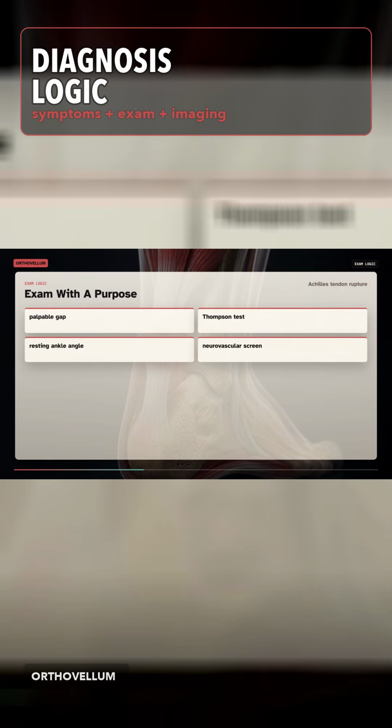The exam should not be random. For this topic, deliberately check palpable gap, Thompson test, resting ankle angle, neurovascular screen. A good exam separates pain from weakness, stiffness from fear, and joint disease from referred pain.